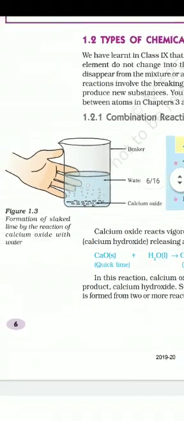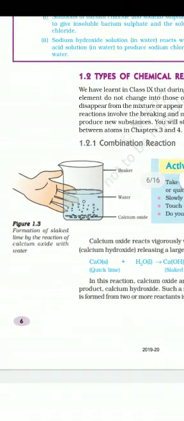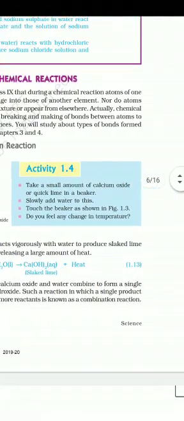Children, you are having a beaker. In the beaker, you are having water and addition of calcium oxide. The activity is formation of slaked lime by the reaction of calcium oxide with water. Children, we are taking a beaker of water and adding calcium oxide. Children, another name of calcium oxide is quicklime. I am going with reading of this activity.